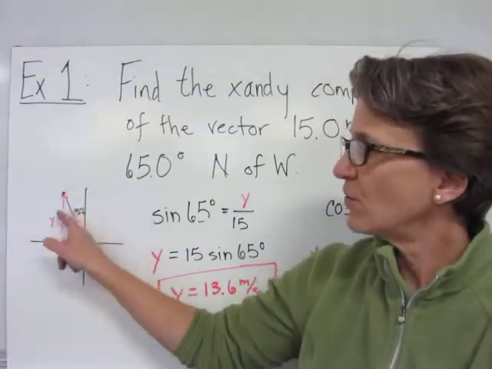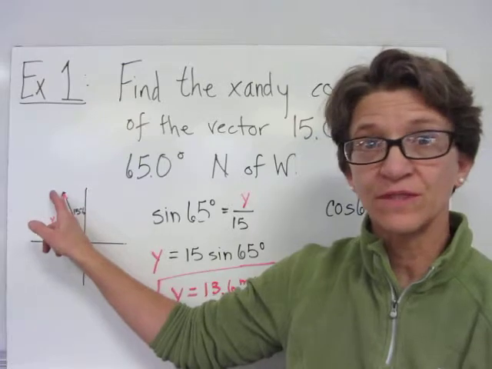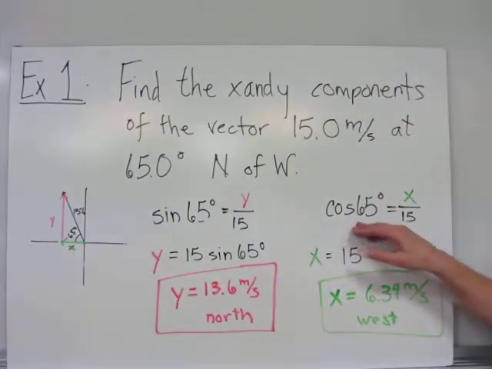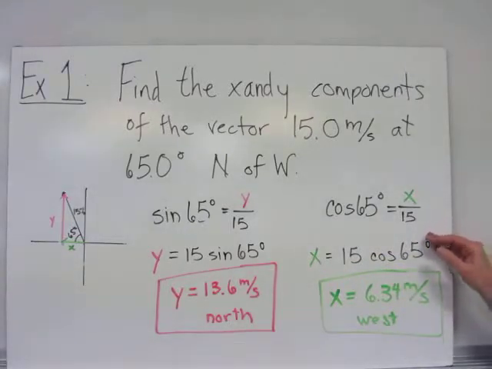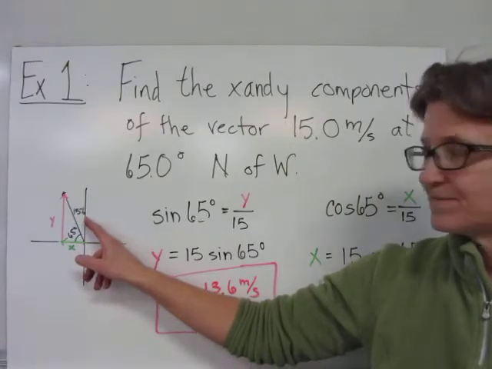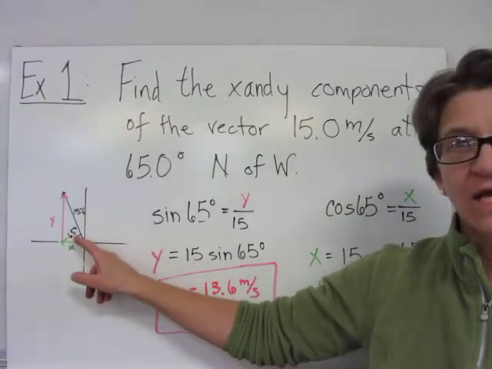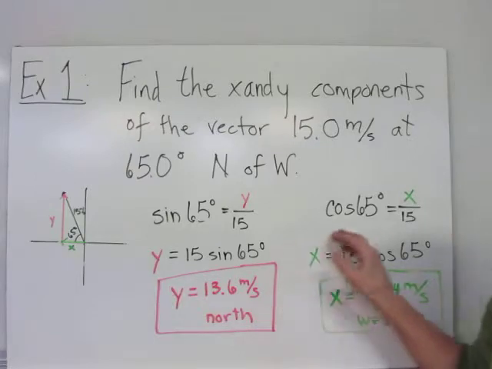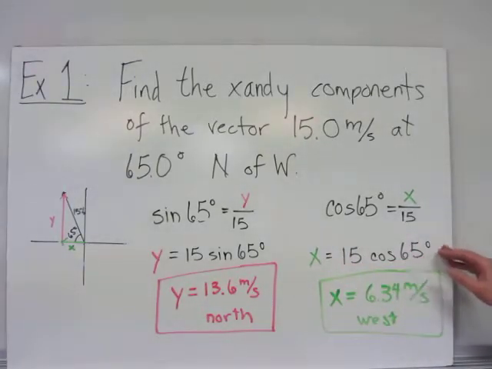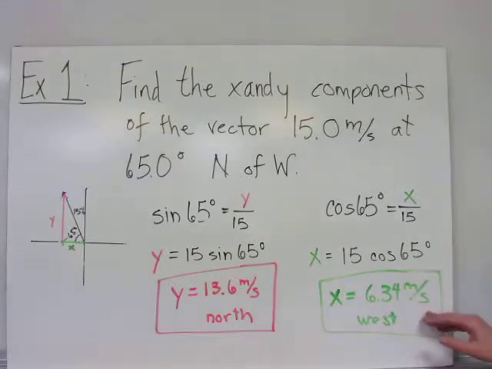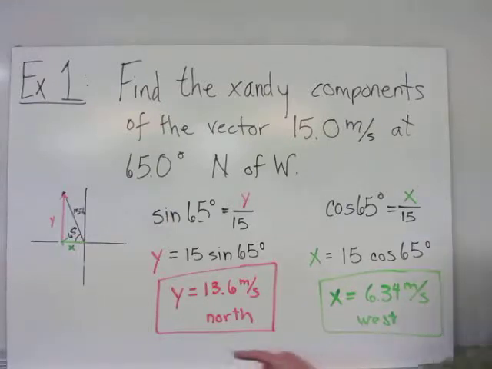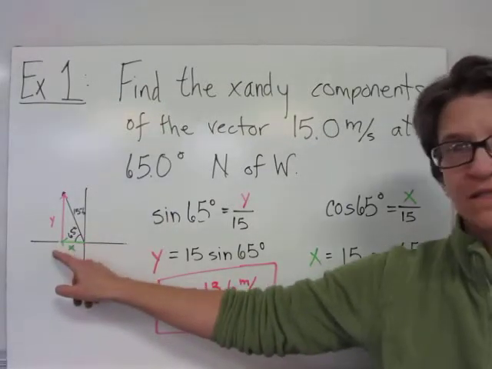Your arrows always need to point towards your resultant. For the x component, I have the cosine of 65 equals x over 15. Cosine is adjacent over hypotenuse. So x is adjacent to your angle of 65. I solve for x by multiplying 15 times the cosine of 65 degrees. My value is 6.34. I add the units, meters per second, and I verify the direction as west.